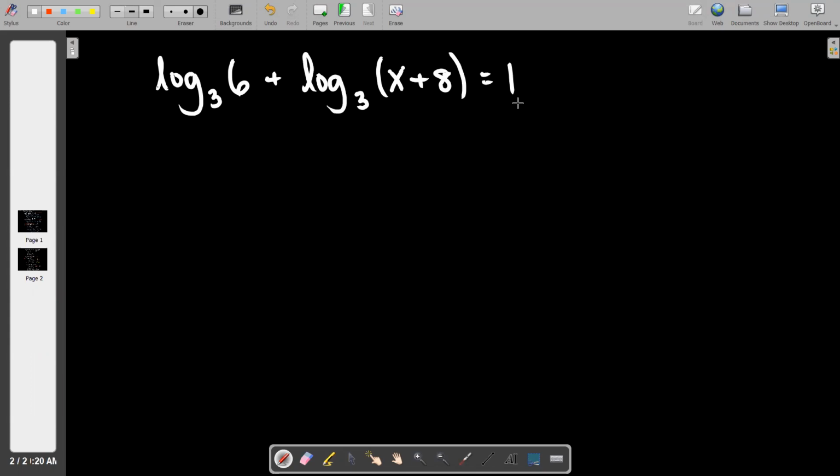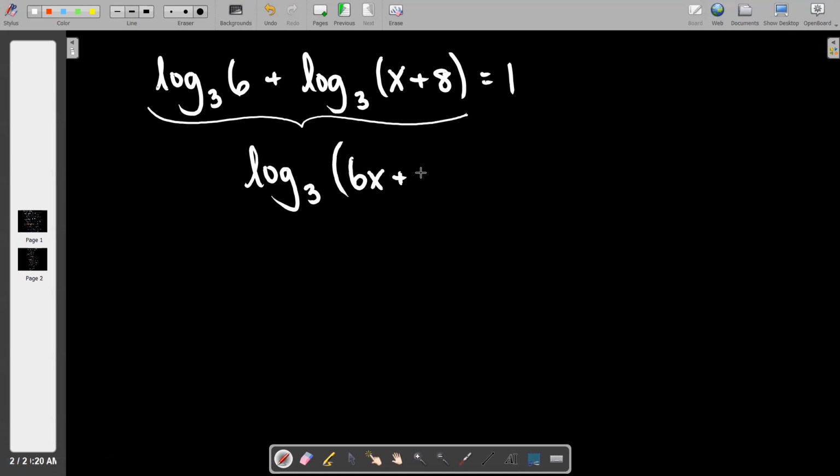So tell me about this left side. Over here, what can I do, or should I, or need I do? Yeah, you need to condense the left side. You must condense it into a single logarithm so that we can do what we're about to want to do. So the left side is going to condense into a single log base 3 of 6x plus 48. So that's just multiplying the arguments of the logs together.